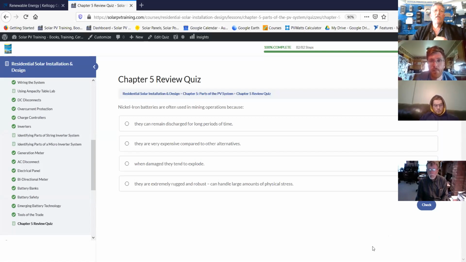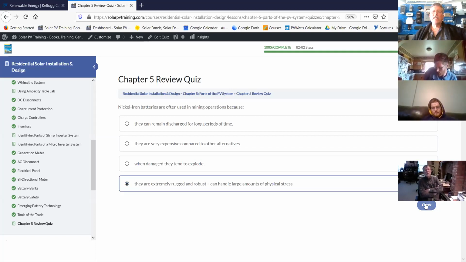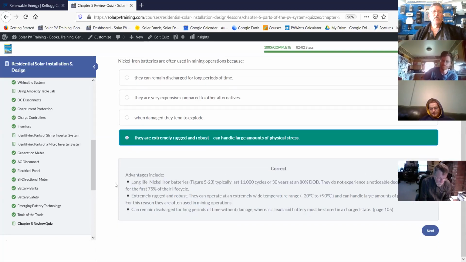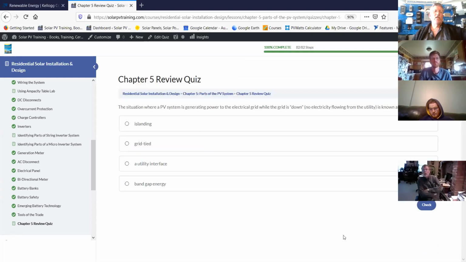Nickel iron batteries are often used in mining operations because they can remain discharged for a long time. They're very expensive. When damaged, they tend to explode, but they're extremely rugged and robust. Yeah, these things will last forever. They will usually last about 30 years. So they are long-lived, they're very rugged, and they can remain discharged, which is a good thing with batteries.